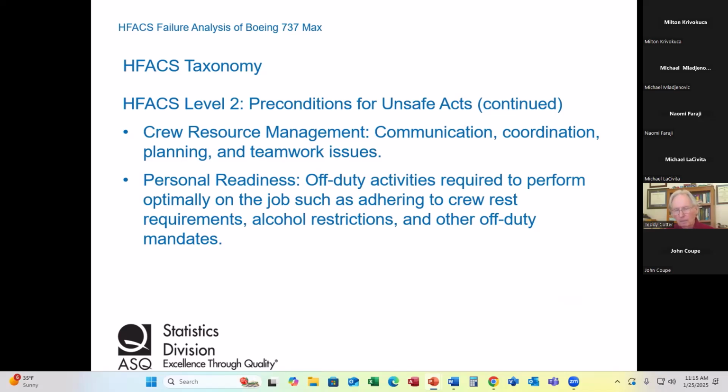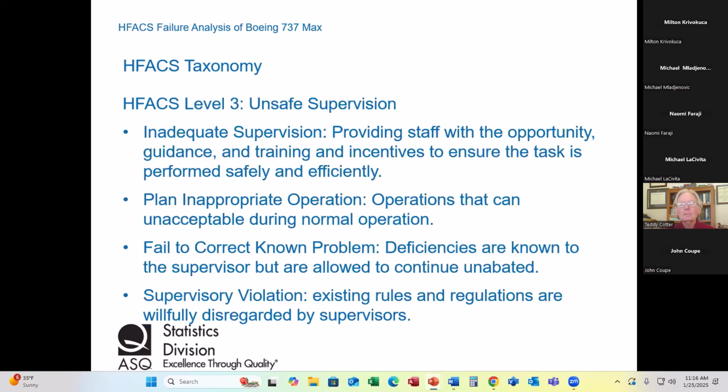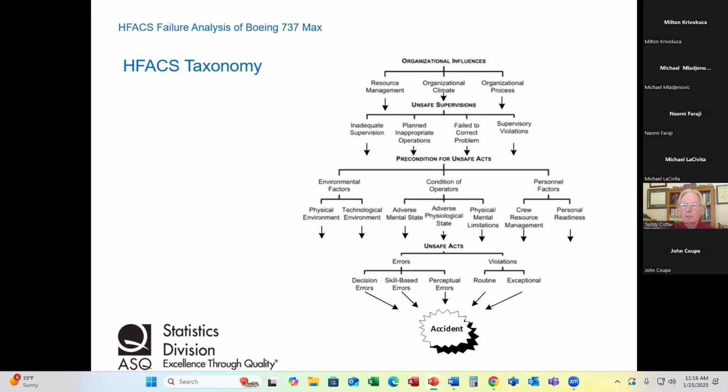Now, quite often, I notice this in industry, we as supervisors were not taught to help our personnel manage their off-duty time so that when they came to the job, they were ready to transition into the job and work effectively and efficiently and safely. So that's the three levels of latent failures: organizational influences, unsafe supervision, preconditions, unsafe acts.